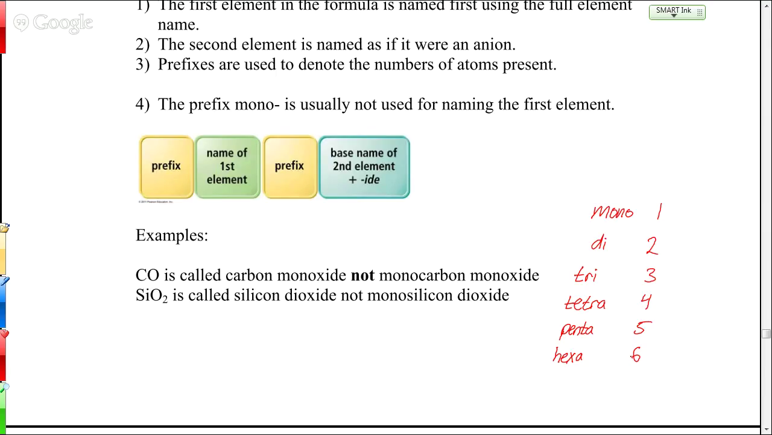We'll generally knock off that a or o when the thing starts with a vowel. So we don't say monooxide, we just say monoxide. We don't say tetraoxide, we say tetroxide, just to make it sound better. And then the other trick is we don't put mono at the beginning when there's only one on the first element. So CO is carbon monoxide, SiO2 is silicon dioxide, and it's not monosilicon dioxide or monocarbon monoxide. That's just to make it simpler, I guess.